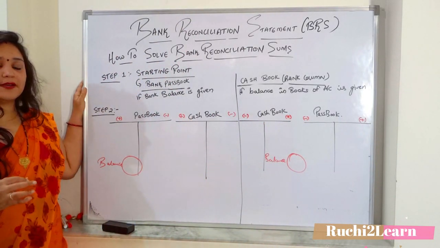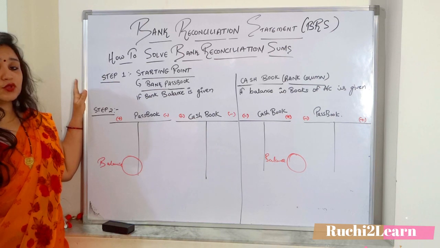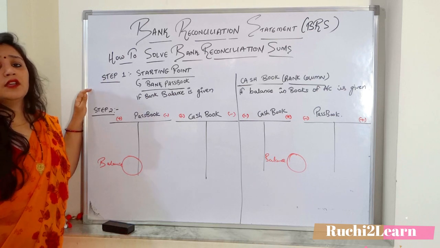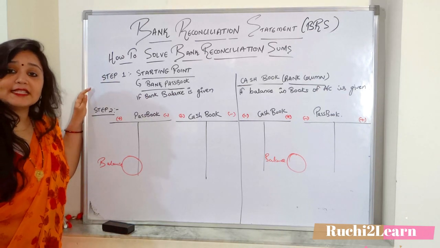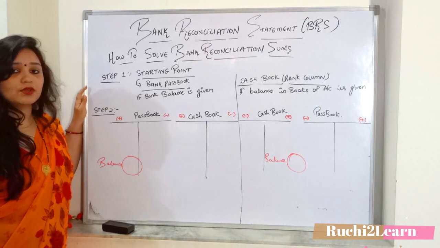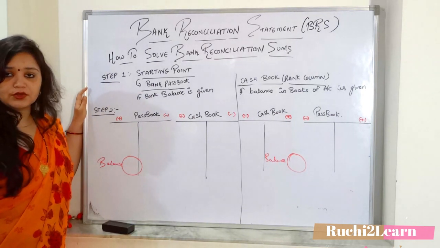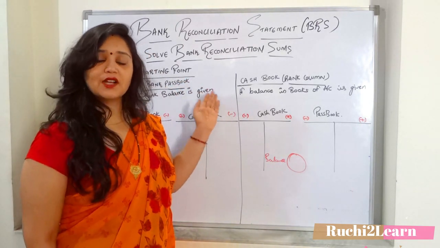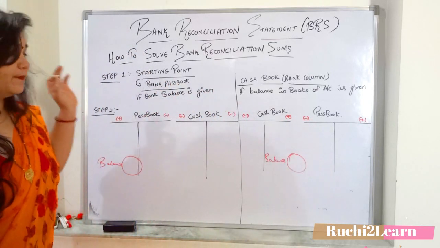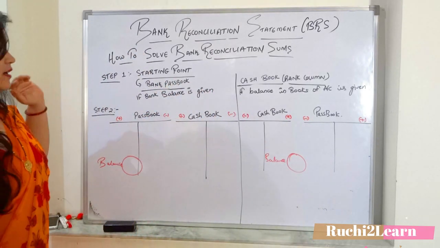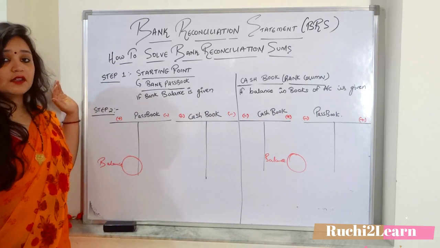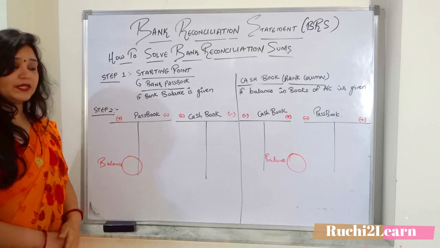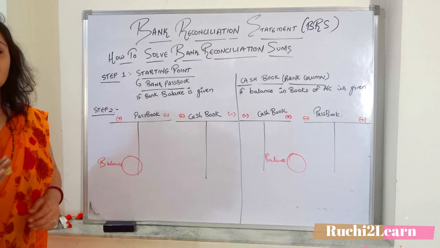Bank reconciliation statement. First of all, what are we given in the question? If in the question you are given the balance as per the bank passbook, then start with the bank passbook. If you are given the balance as per the cash book, then start with the cash book. First we'll understand the first situation, where the passbook closing balance is given.